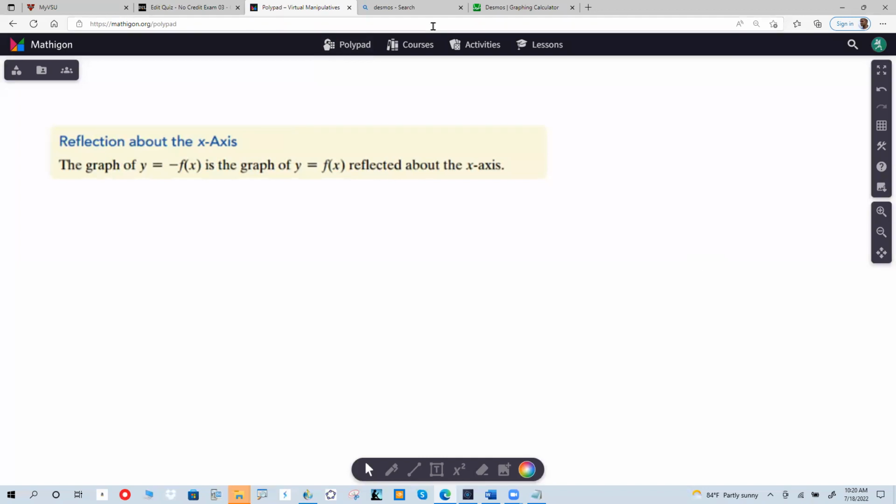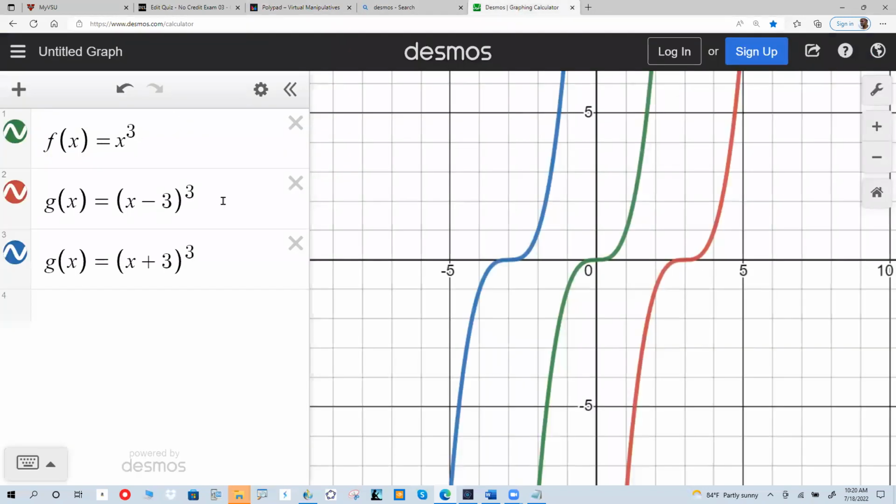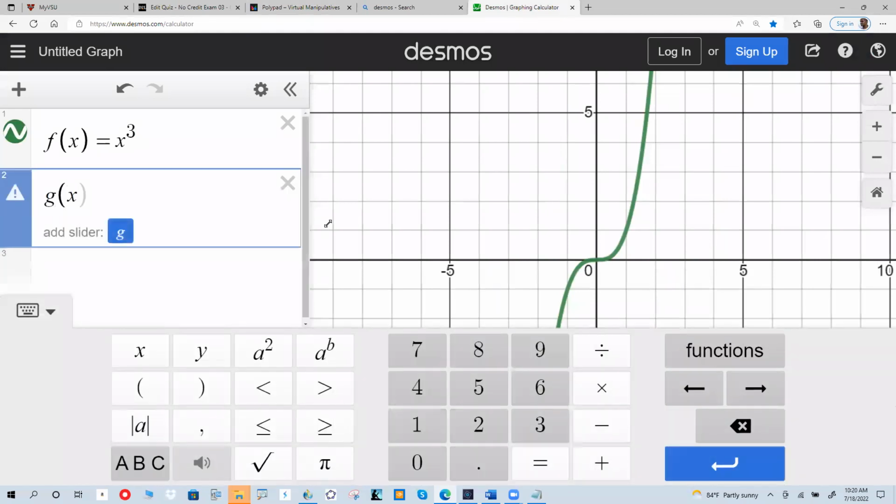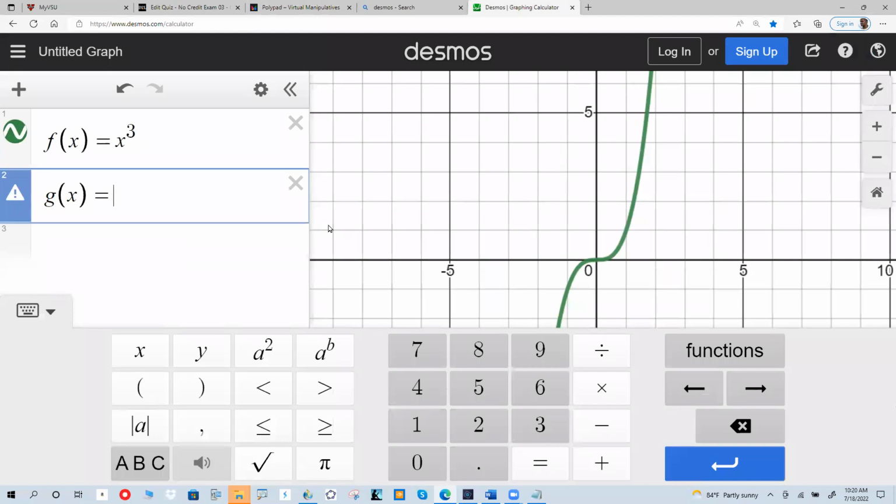Reflection with regard to x-axis. So the question I'm asking is this. Forget about everything we have done so far. Well, you don't have to forget, but it's a new idea. What happens if I take the f function, f of x is x to the power minus 3, and stick a negative sign right outside?